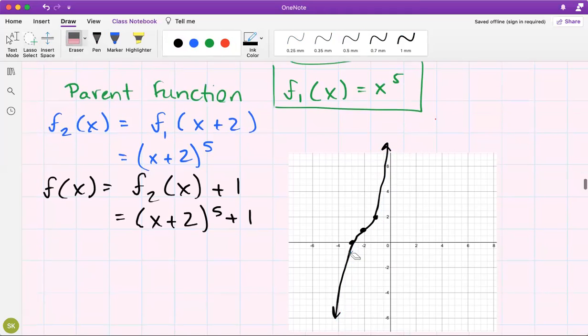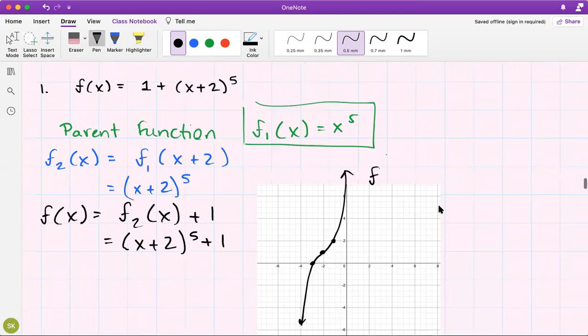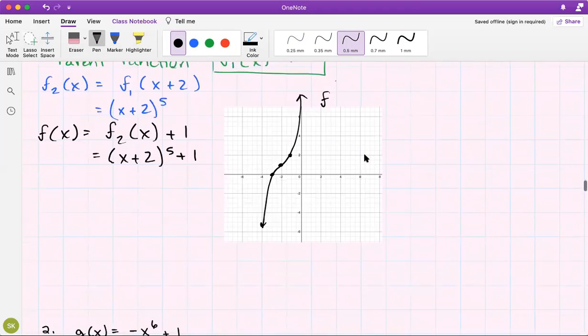So here is a sketch. Let me do a better job here. The sketch of the function we want, f. Okay, let's try another one.